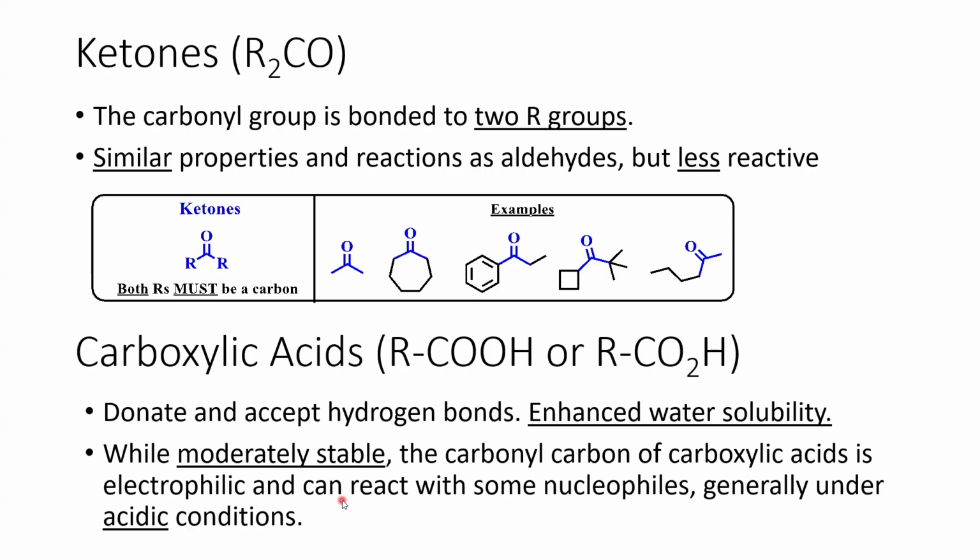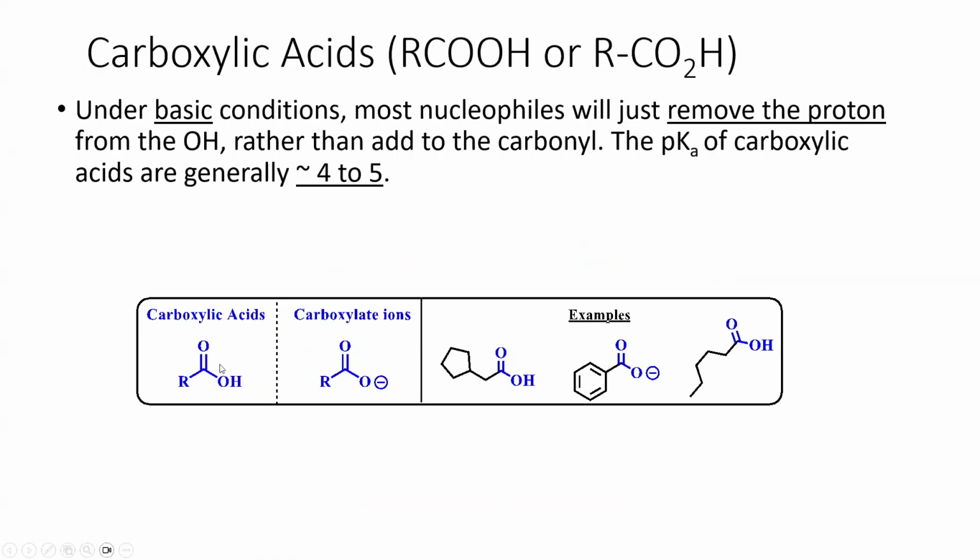Carboxylic acids are more stable than ketones. We're kind of going down the line of stability here, less stable to most stable. But you can make the carbon of the carbonyl electrophilic, particularly if you use it under acidic conditions, because the acid will act as a catalyst. So while moderately stable, the carbonyl carbon of carboxylic acid is electrophilic and can react with some nucleophiles, generally under acidic conditions. Okay, so here we go, some pictures of structures of carboxylic acid. Again, you can see that it's the C double bond O, and then there's also an OH group attached to that carbonyl carbon.